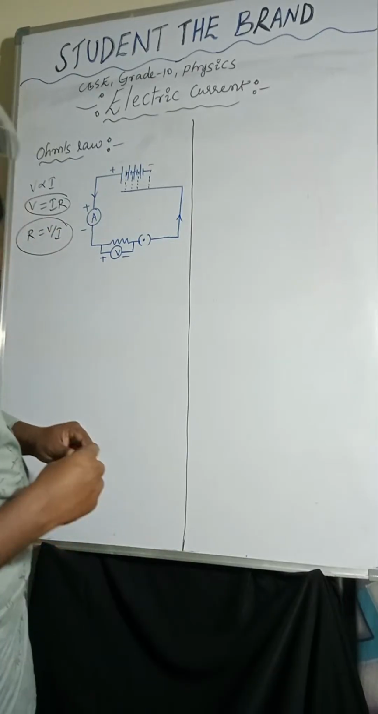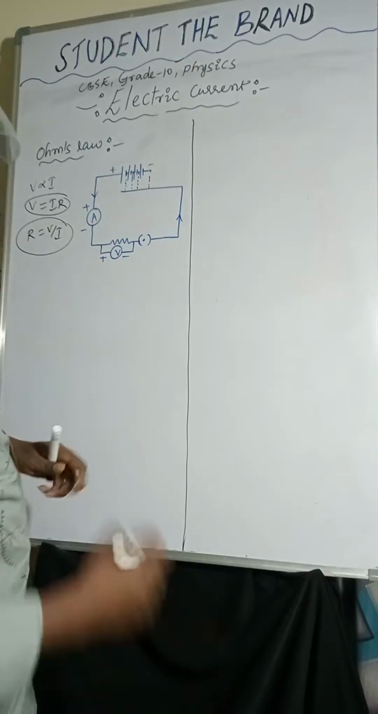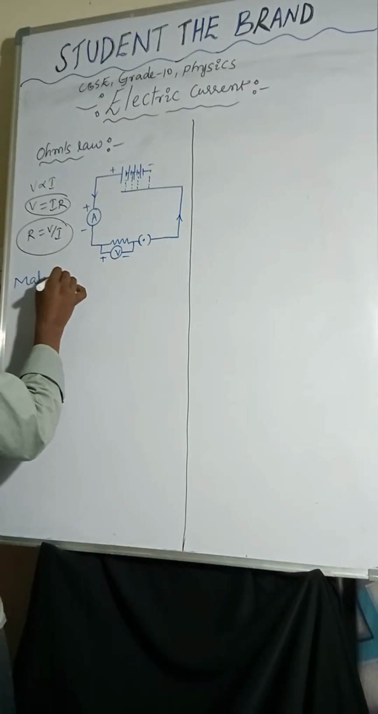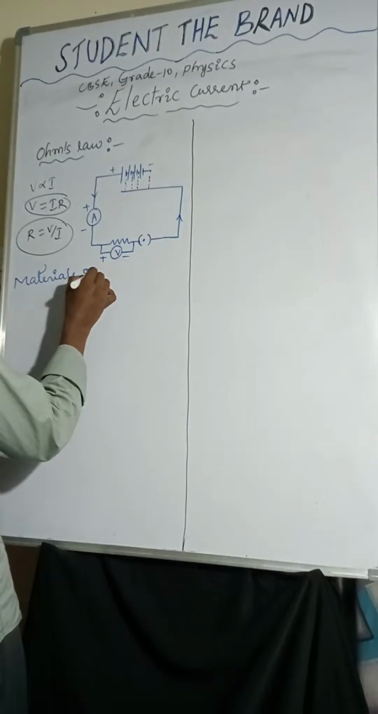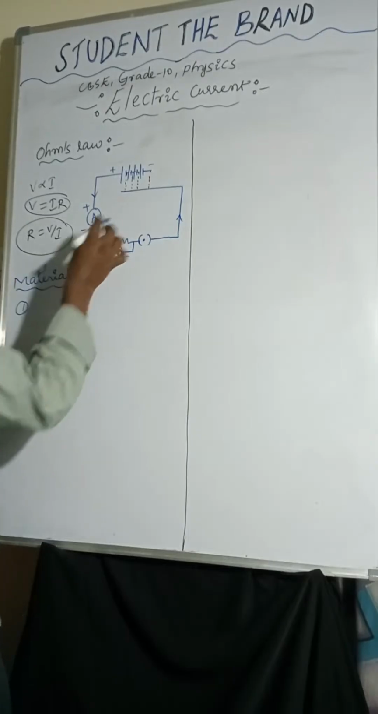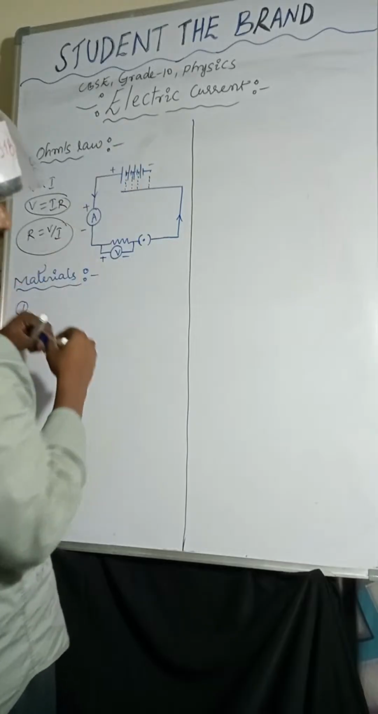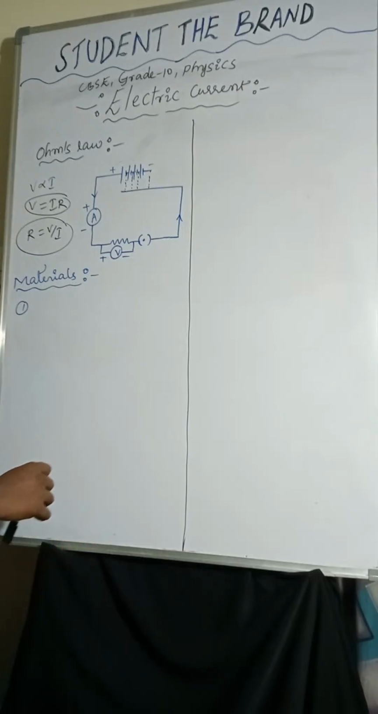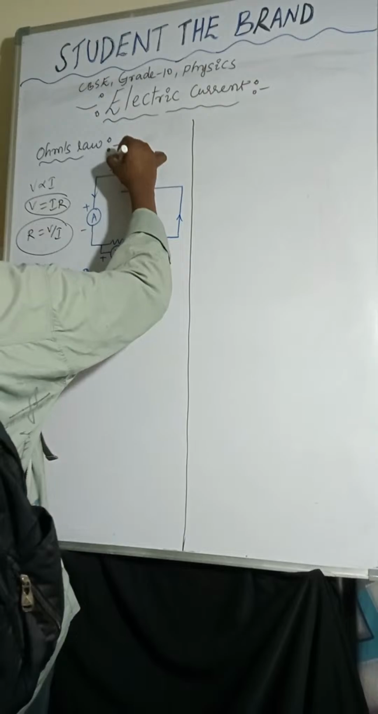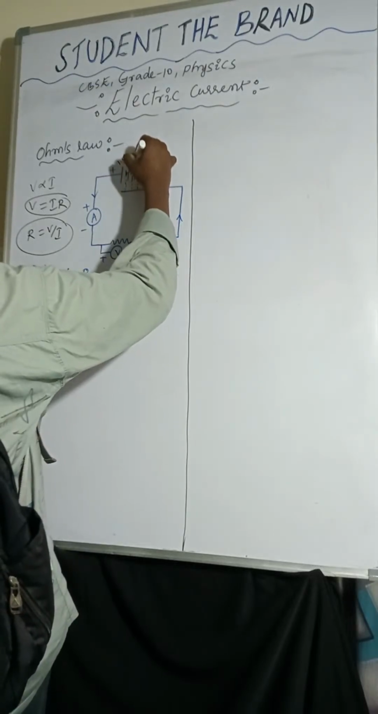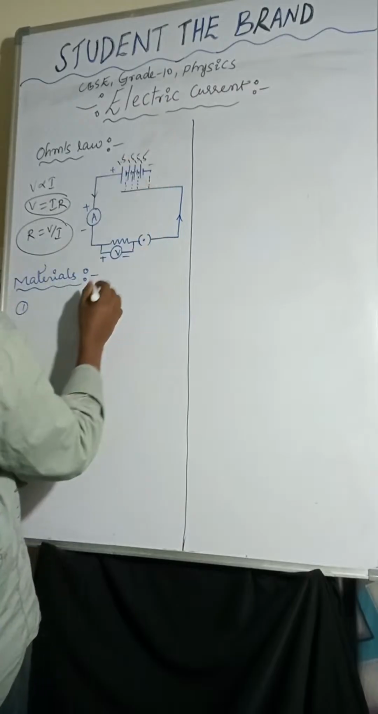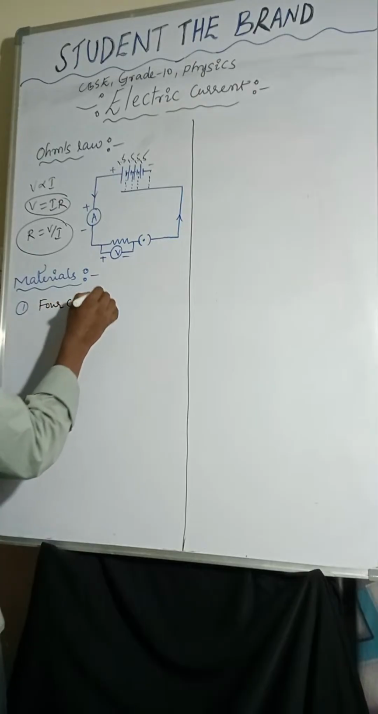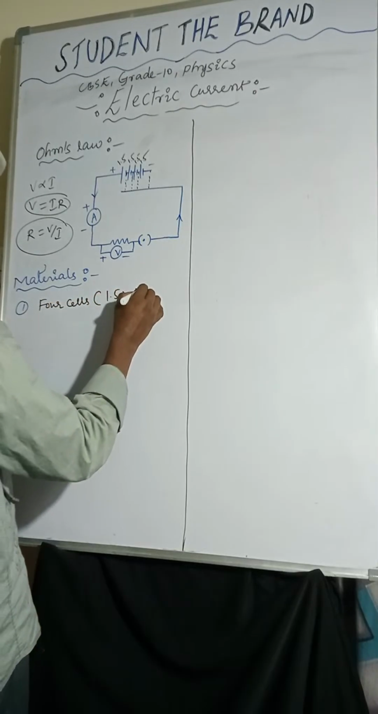So what are the materials required? We will discuss the materials required. First one, 4 cells. Each cell is 1.5 volts. So I need 4 cells, 1.5 volts each.